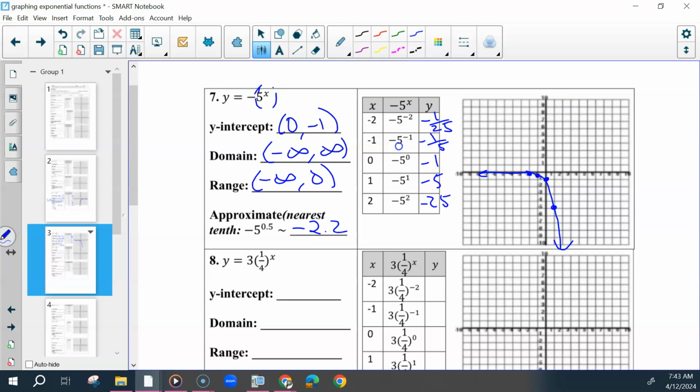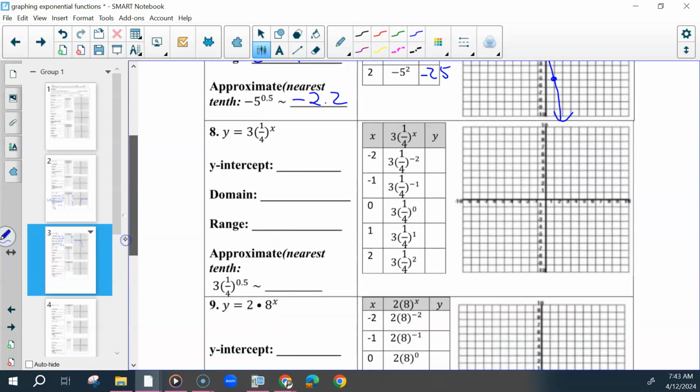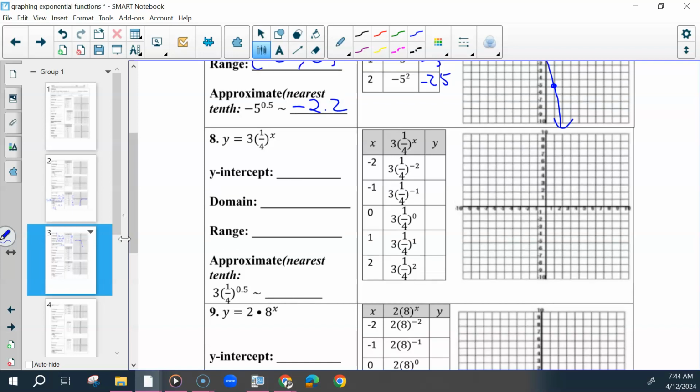Right. Now we're going to try some where it does different things, gets a little bit bigger, or there are different numbers in front. So like number 8. So now when we do this, we're still going to do whatever the base is, 1/4 to the negative second, but then we're going to multiply that number by 3. So 1/4 to the negative second will give us what?